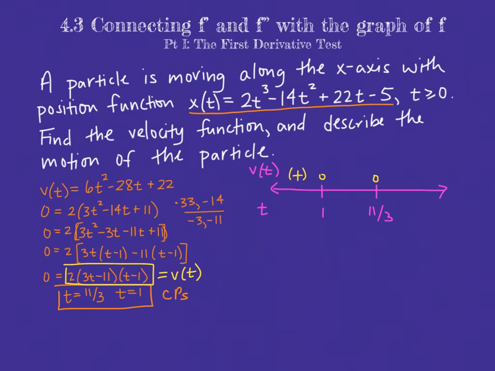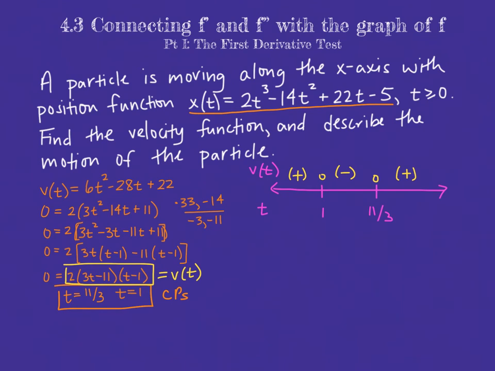Then if we plug in a number in between 1 and 11/3, let's say 2, when we plug in 2 here, we'll have a negative, but if we plug in a 2 here, we'll have a positive, and a negative times a positive is a negative. Then, to the right of 11/3, we can plug in a number like 10, which is much larger than 11/3, so it's going to be positive and positive again, and a positive times a positive is a positive, so that is our sign chart.